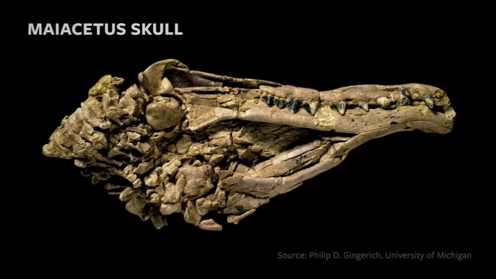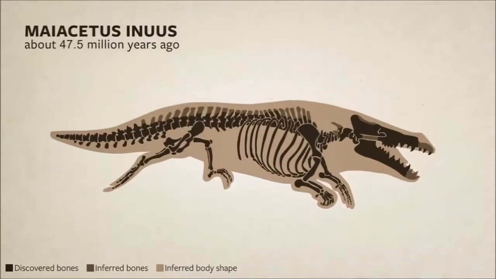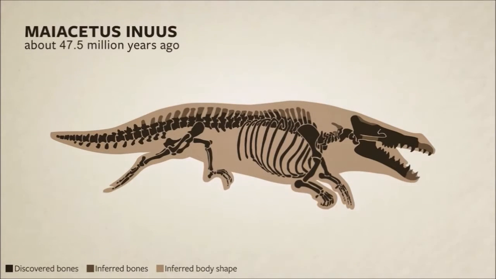Here we see the bottom side of a Myocetus jaw and skull. Her teeth match those of the basilosaurid whales we saw earlier, and the unique structures of her middle ear bones match those of basilosaurid whales and modern whales. Myocetus appears to be a walking whale.